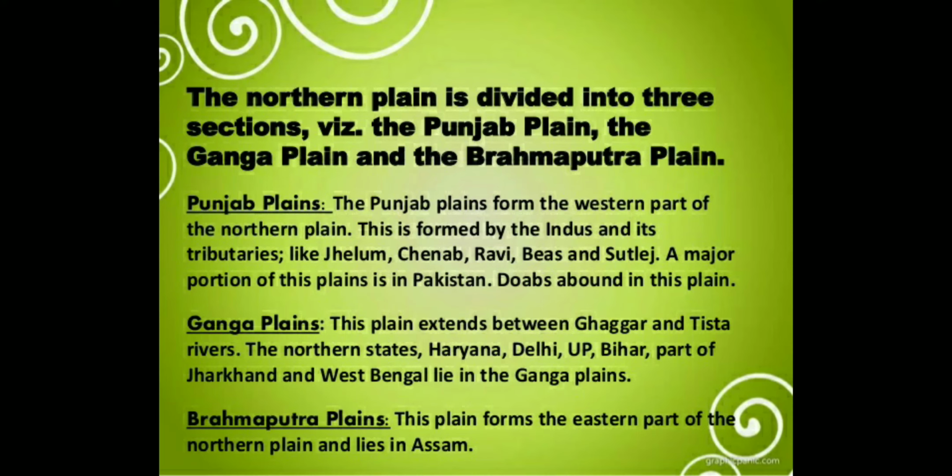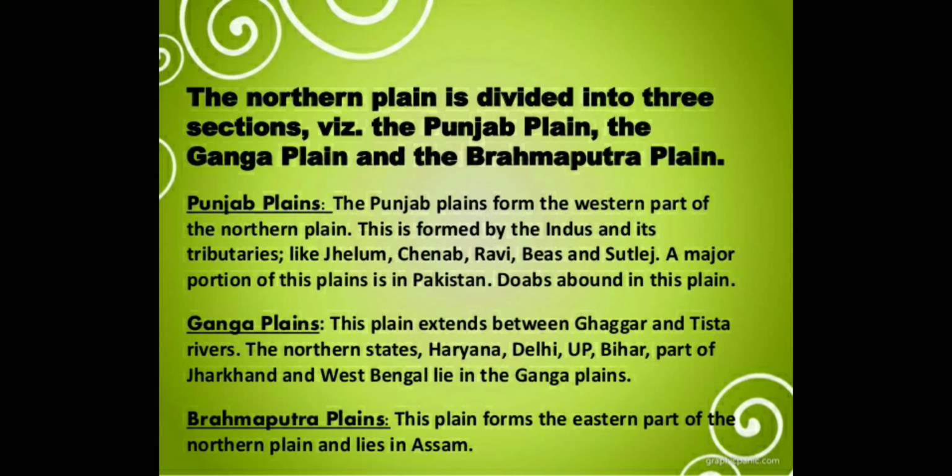Next comes the Ganga plains. The plain extends between the Ghaggar and Tista rivers. The northern states, Haryana, Delhi, UP, Bihar, and parts of Jharkhand and West Bengal lie in the Ganga plains. Which are known as the northern states? Haryana is also known as the northern belt. Haryana, Delhi, UP, Bihar and part of Jharkhand and West Bengal lie in the Ganga plains.